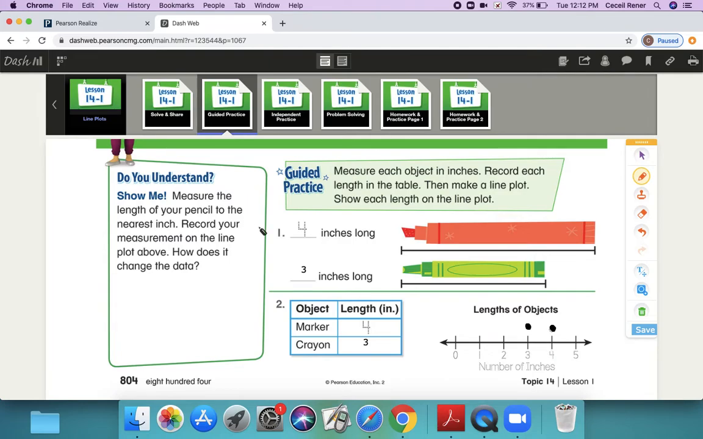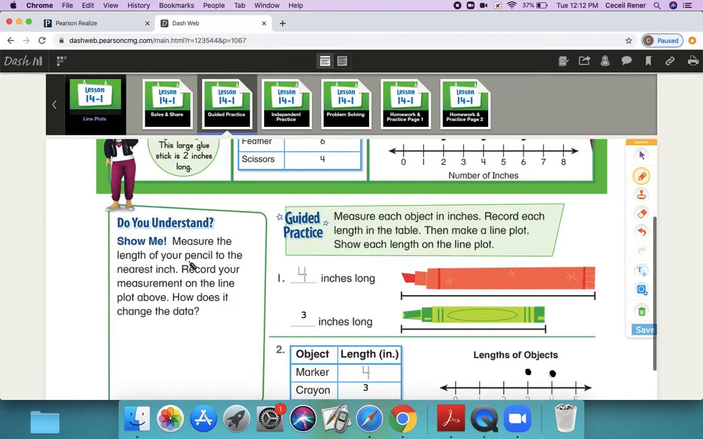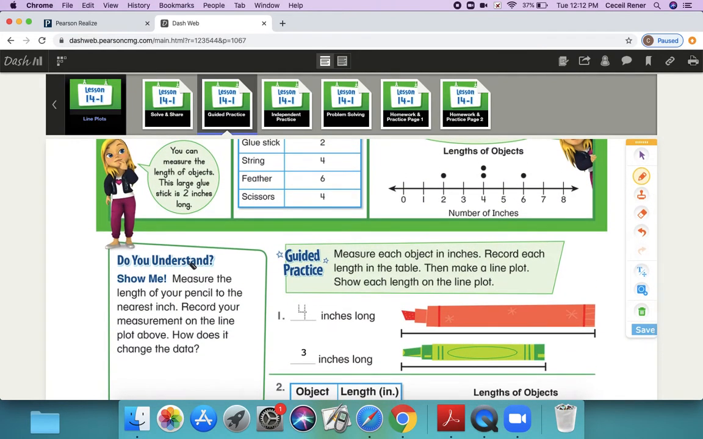Now, here's what we needed to do here. Let's look at the do you understand. Show me. Measure the length of your pencil to the nearest inch. Record your measurement on the line plot above. How does it change the data? Okay, so let's measure our pencils. Okay, let's put it on there. Now remember, I've already measured my pencil. My pencil was how long? It was 7. So I'm going to put mine on there.